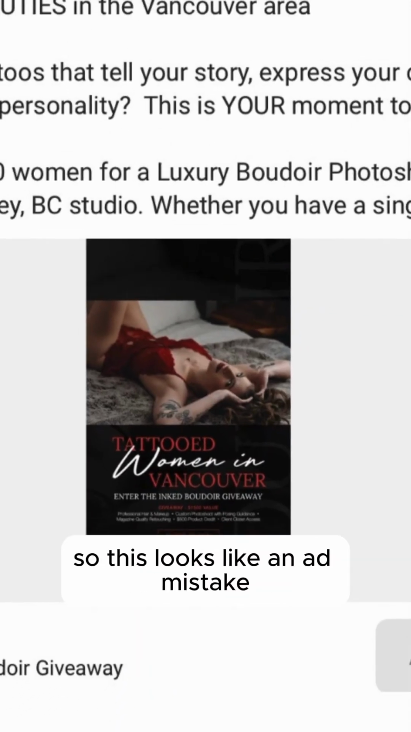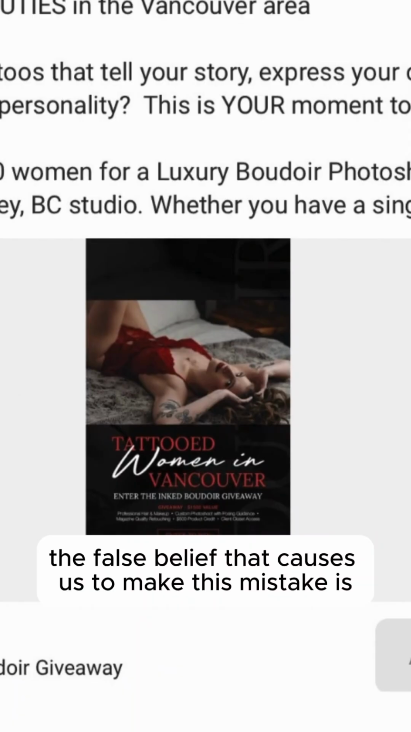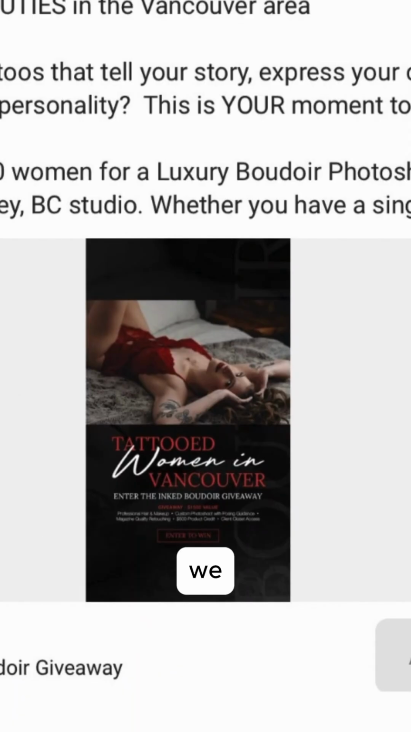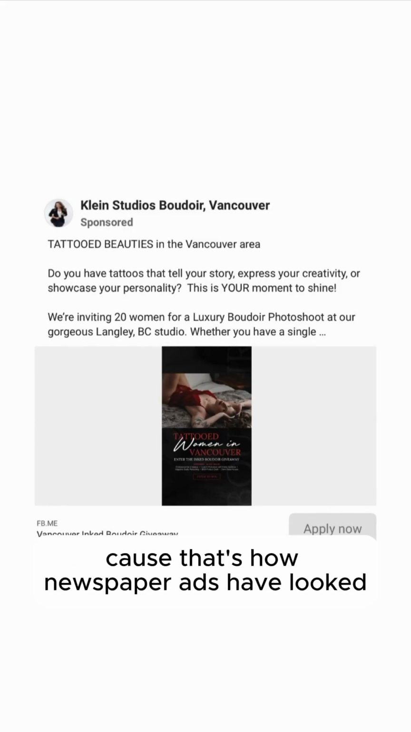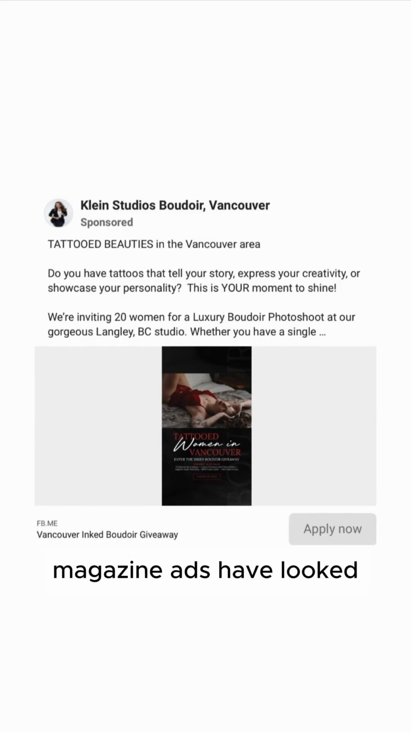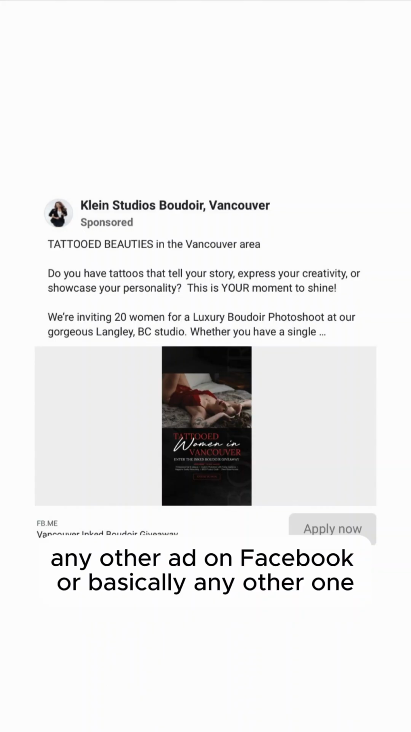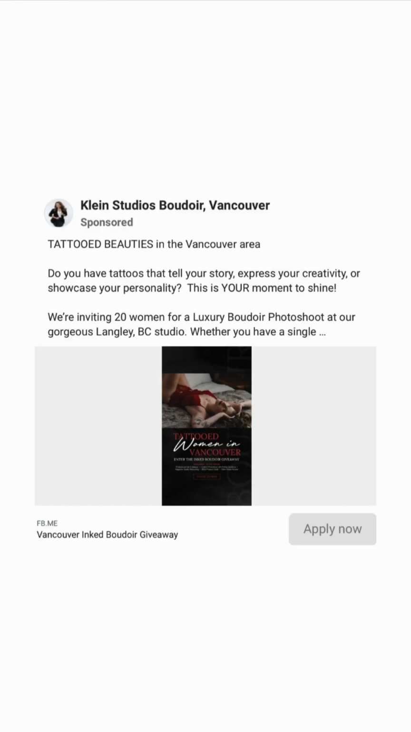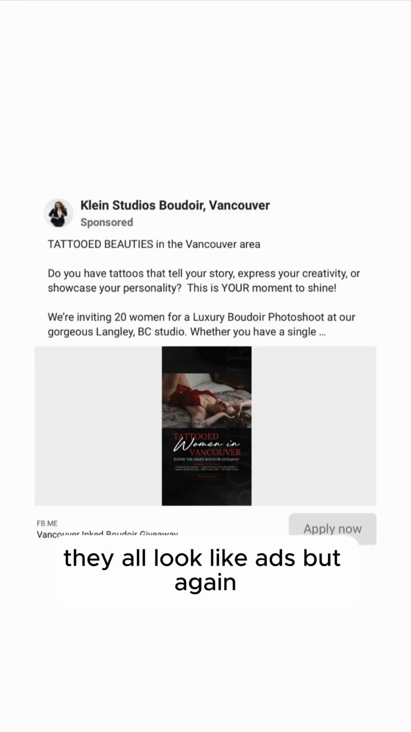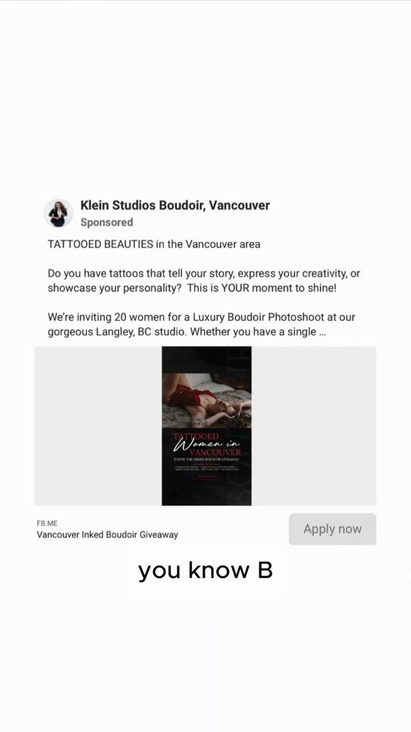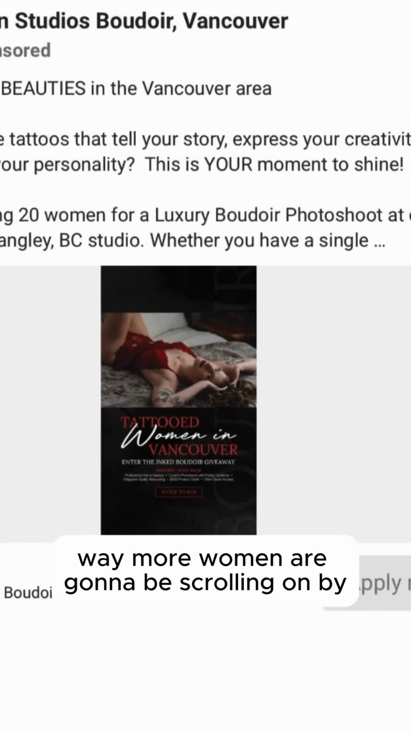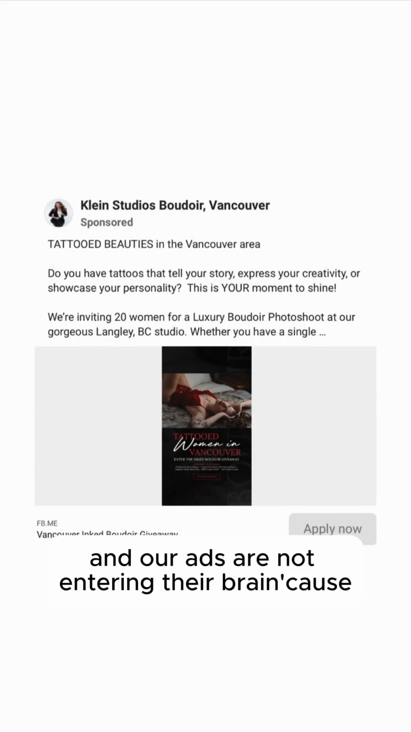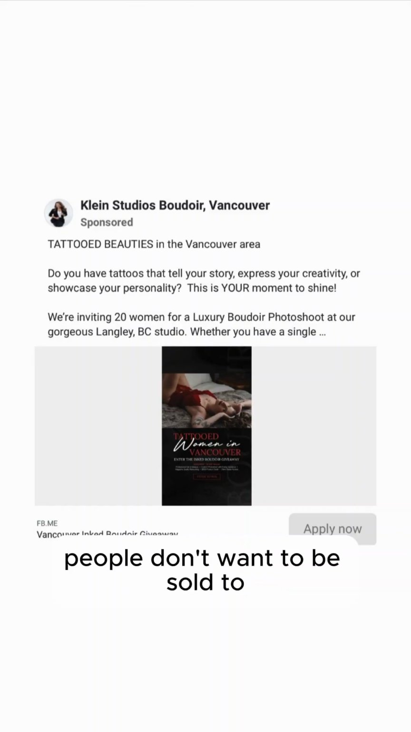Creative. All right, the creative looks like an ad, so it looks like an ad mistake. The false belief that caused us to make this mistake is we believe our ad should look like ads because that's how newspaper ads have looked, magazine ads have looked, TV commercials have looked, and any other Boudoir Facebook ad on Facebook. They all look like ads. But again, BLCS is the most common thing I'm seeing. It's because everyone's making these same mistakes. So consequence of this, way more women are going to be scrolling on by. And our ad's not entering their brain because people don't want to be sold to.